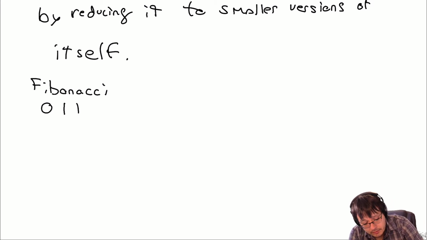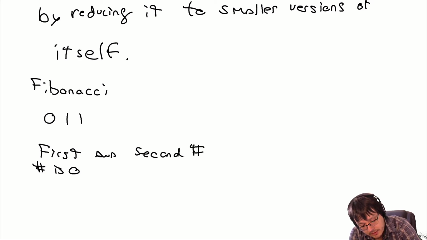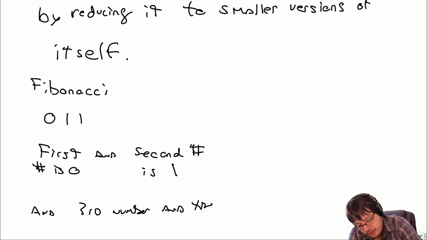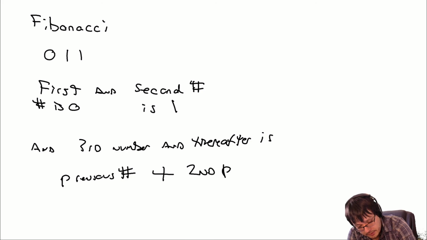Okay? So Fibonacci basically says that the first number is 0, and the second number is 1, and the third number and thereafter is the previous number plus the second previous number. So like the second to last number, okay?